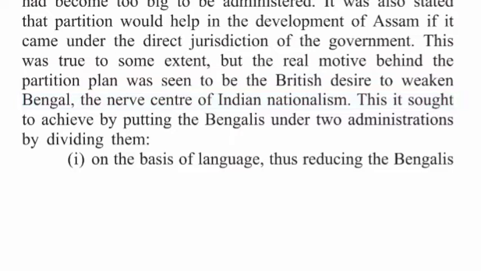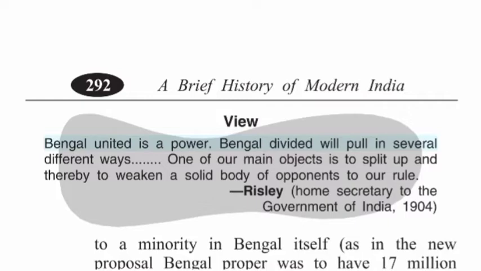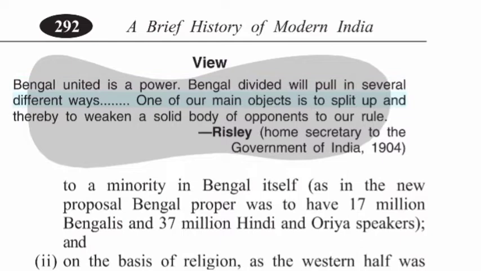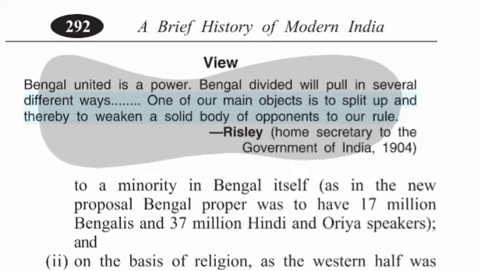This it sought to achieve by putting the Bengalis under two administrations by dividing them, on the basis of language, thus reducing the Bengalis. Bengal united as a power. Bengal divided will pull in several different ways. One of our main objects is to split up and thereby to weaken a solid body of opponents to our rule. Risley, Home Secretary to the Government of India, 1904.